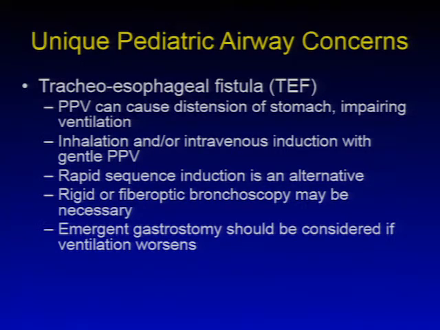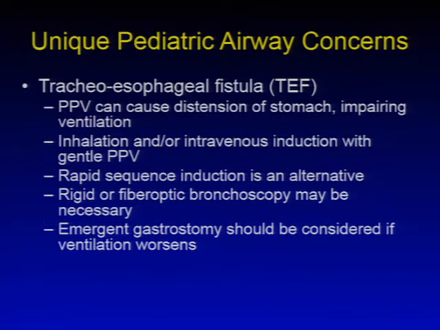As mentioned before, positive pressure can cause distension of the stomach, and this can impair ventilation and should be avoided if possible. Most common ways to induce these children prior to the operation, or if needed for airway management, would be an inhalation or an intravenous induction with only gentle positive pressure ventilation. There is an alternative, which is rapid sequence induction. However, these are typically infants and they will rapidly desaturate. Unless you have an expert managing the airway with the ability to rapidly intubate the trachea, rapid sequence induction is not always a desirable alternative.